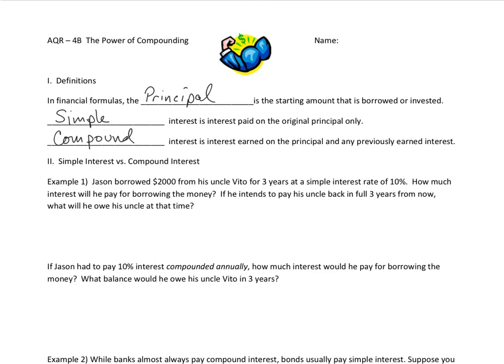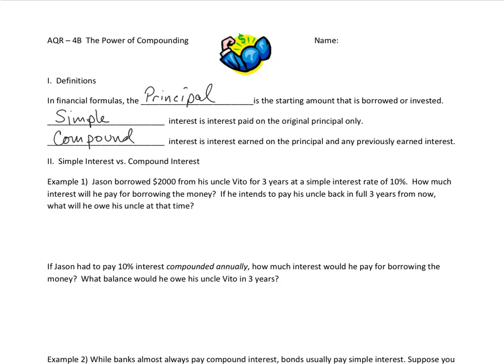This is in section 4B for the book that I use. Otherwise, we will call it the power of compounding. And this strong arm here with the dollar sign on it, that is absolutely on point. So let's begin with a few definitions.